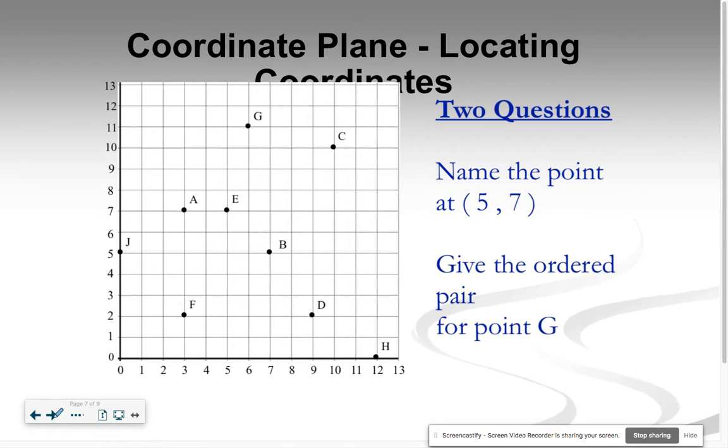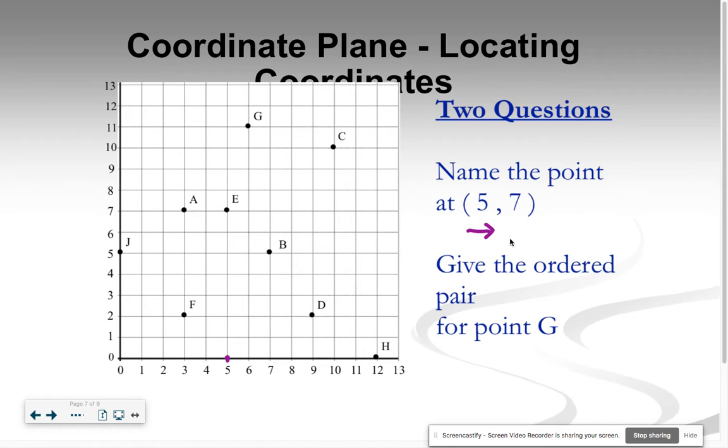All right, we're going to look at coordinate plane locating coordinates. So we have the question, name the point that is at 5, 7. 5, 7 is an ordered pair. Remember, the 5 tells us to go over. So we're going to start at 0, 0, and we are going to go over to 5. So that would be right here.